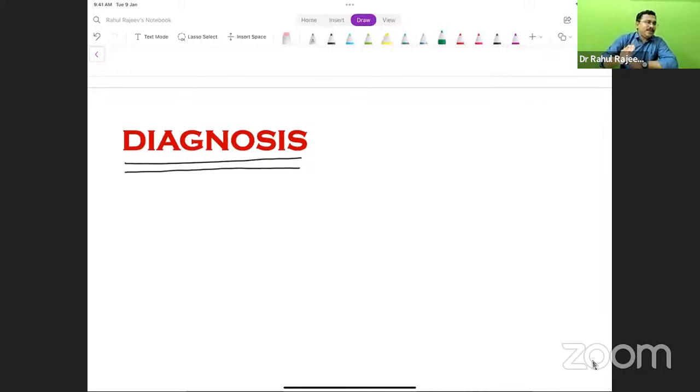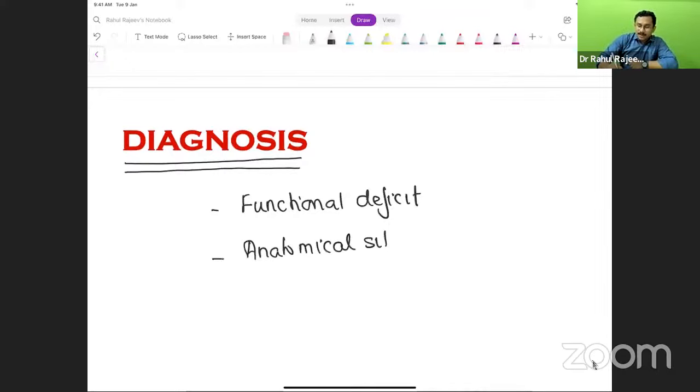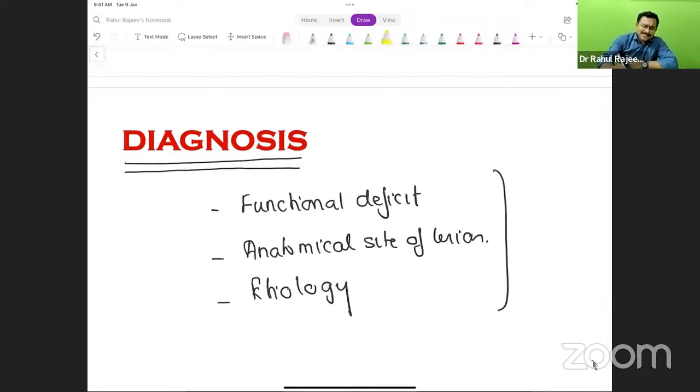Remember, when you write any diagnosis in neurology, not only neurology, the majority of systems will have, first you have to write what is the functional deficit of the patient. What is the functional deficit of the patient? Second, you must say what is the anatomical site of lesion? What is the anatomical site of lesion? Okay. Third is, what is the etiology? Don't simply write CVA. There is nothing like that. What is CVA? In the discussion so far, have I ever used this term CVA stroke?